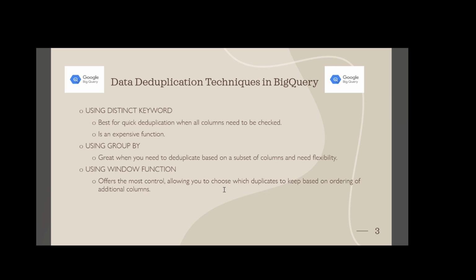For most cases requiring precise control over duplicates, ROW_NUMBER with a QUALIFY clause is the better choice. It's especially powerful when dealing with complex datasets where the duplicates aren't just identical rows but require deeper checks.